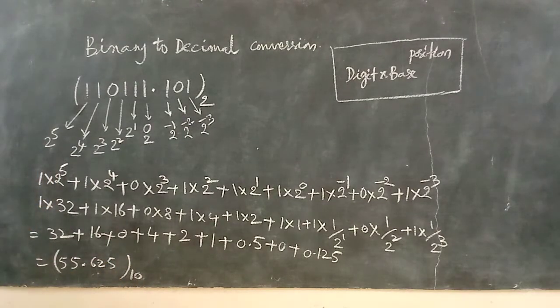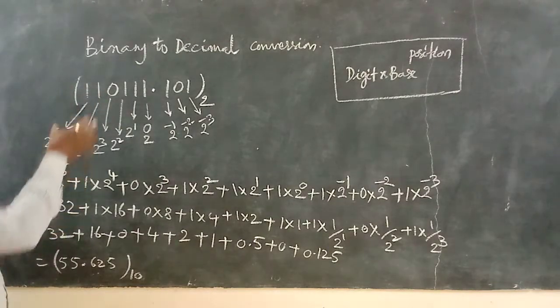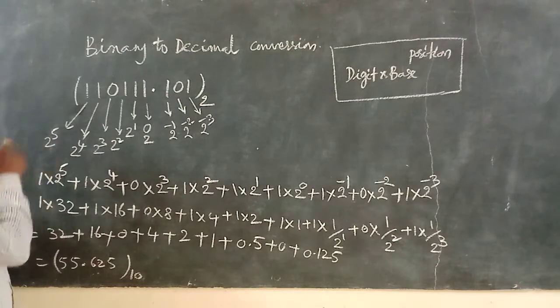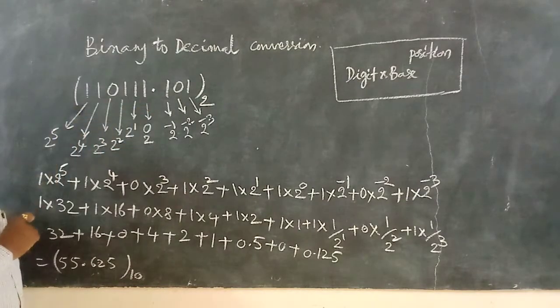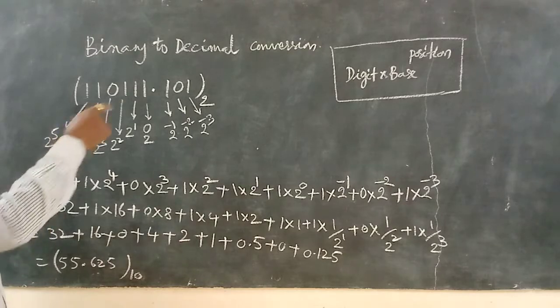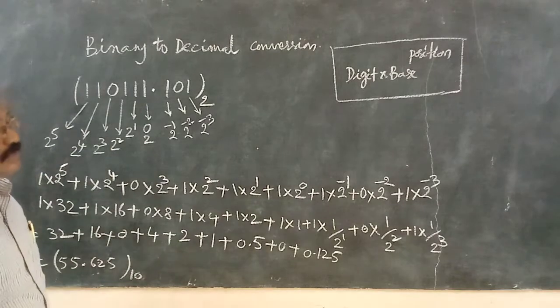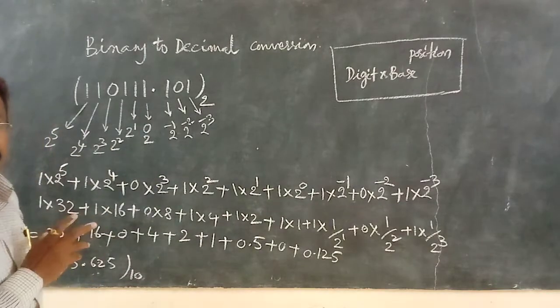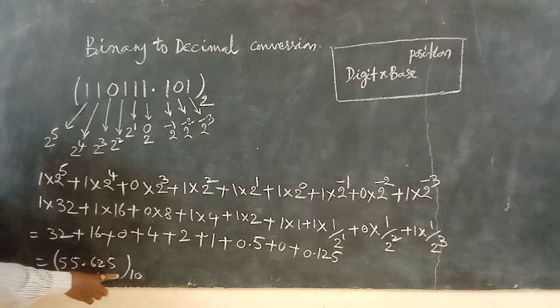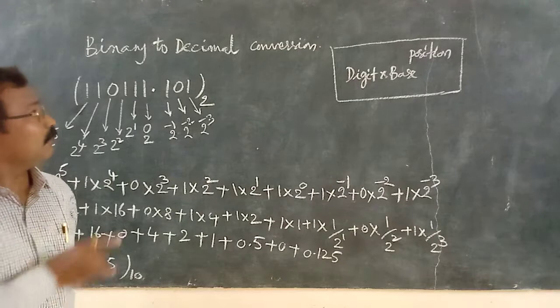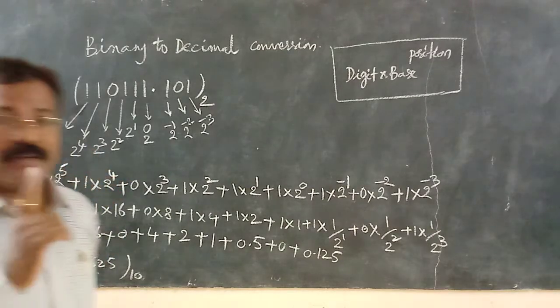So, first of all, whatever the binary number given, you have to mark the positional weight of each and every bit. You have to calculate all the values of the bits with the formula digit into base to the power of position and add. Finally, you can get this equivalent decimal value, 55.625. This is the process of converting the binary number into decimal number.